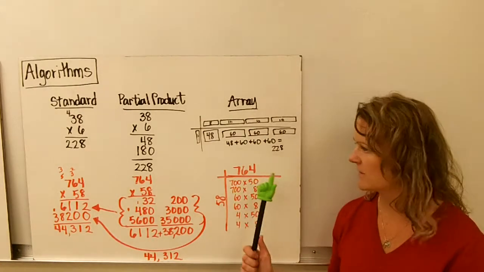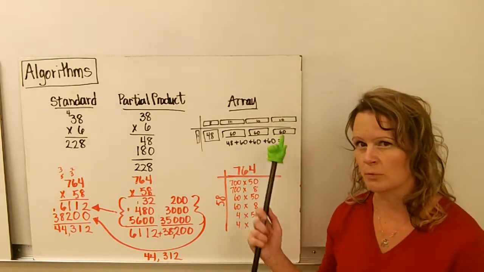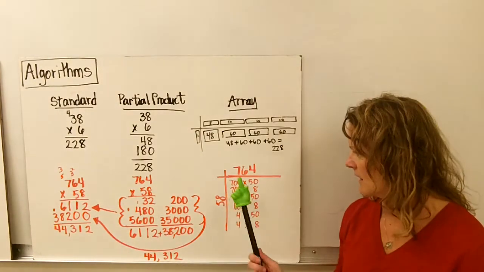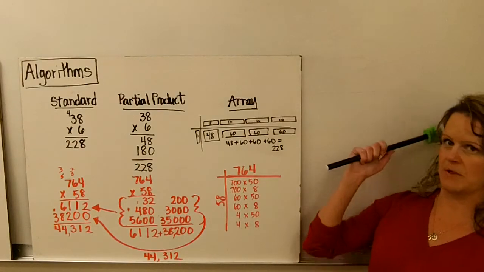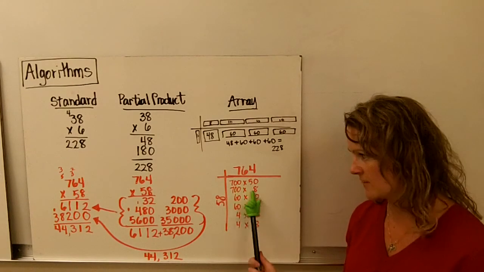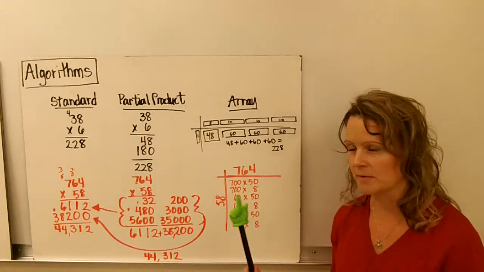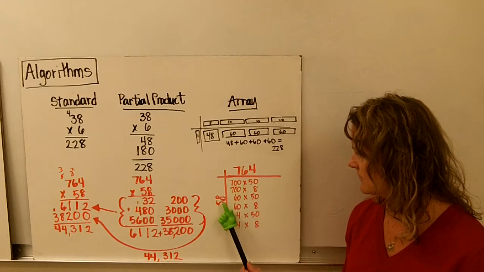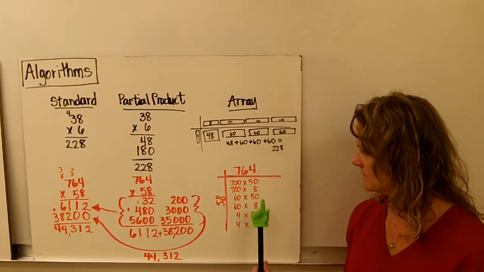You could do the same thing with 764 times 58, but like I said earlier, the larger your numbers, the more difficult your array model or your diagram type model gets. And in this case, you can see that I would have had to have 700 plus 60 plus 4, so it would have been way over here off the board, times 58. But basically, like I said here, what I'm doing is I'm multiplying each place value by each other place value. 700 times 50, 700 times 8, 60 times 50, 60 times 8, 4 times 50, 4 times 8.